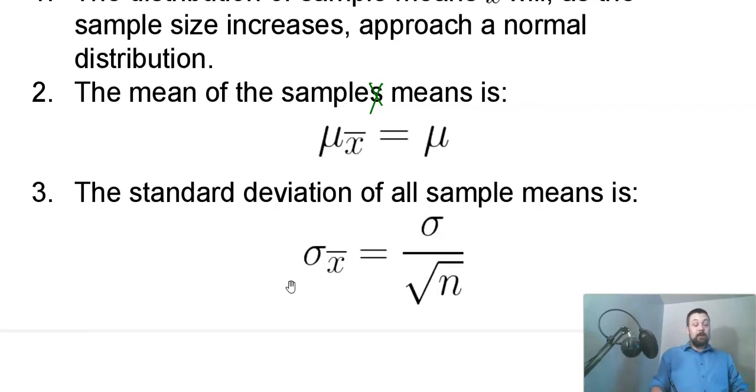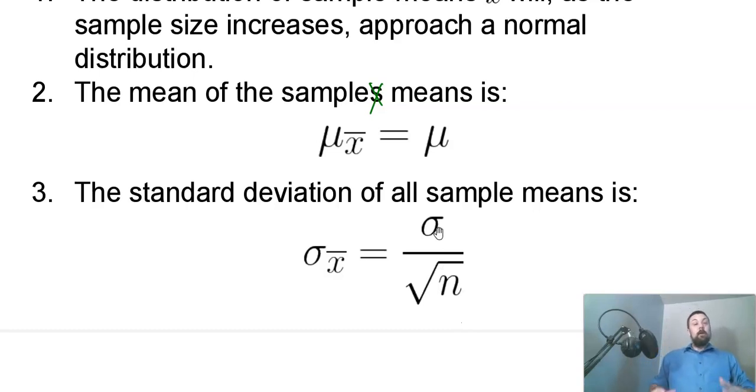The standard deviation of the sample means of all possible samples of size n will equal the standard deviation of the original set of numbers divided by the square root of n, where n is the sample size that we've selected.